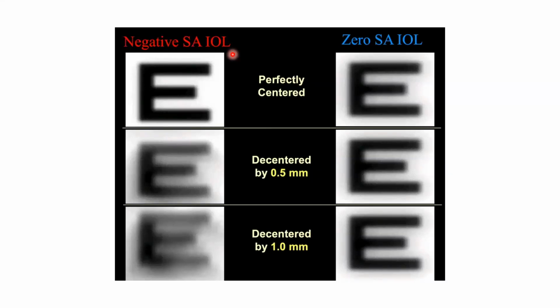So how do we compare both the types of aspheric IOLs? If the negative spherical aberration IOL and the zero spherical aberration IOL both are perfectly centered, we know that the negative SA IOL has a clearer image. But as it starts getting decentered, the negative spherical aberration IOL, the image quality reduces drastically when it is compared to the zero spherical aberration IOL.